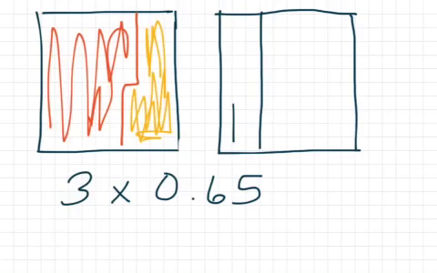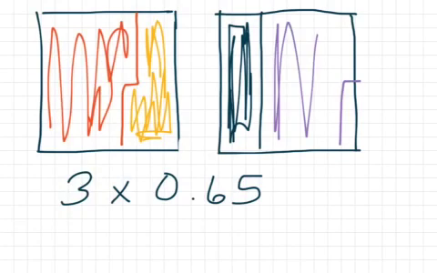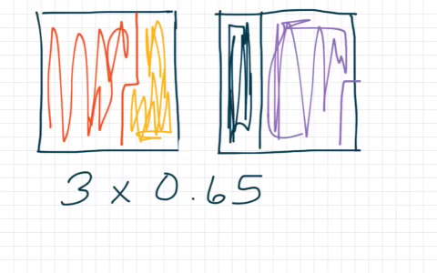So we got that. And then we need another 65, and that will shade in everything but the last 5. So we'll have all this shaded in. So we can see that 3 times 0.65 equals 1.95.